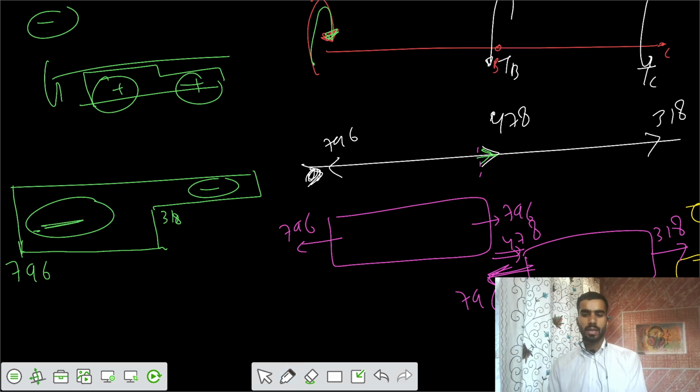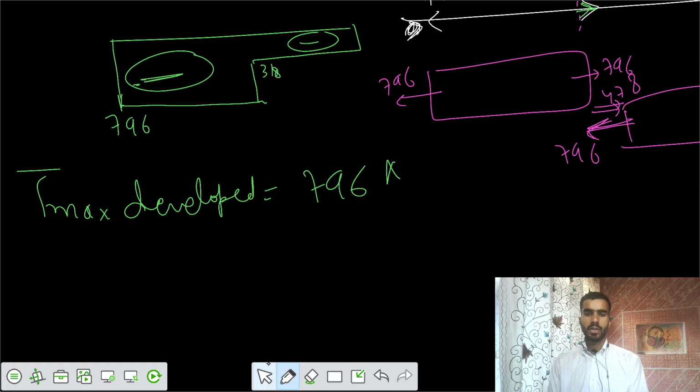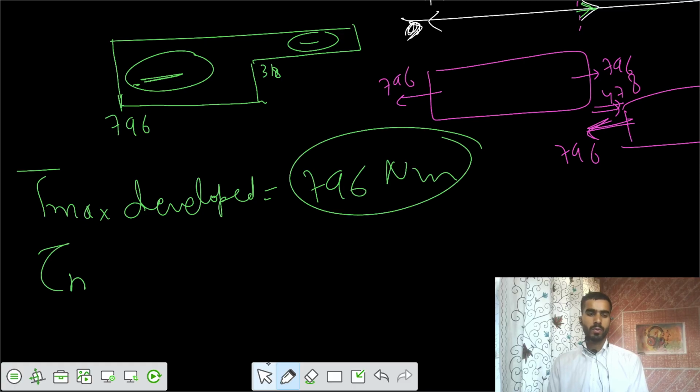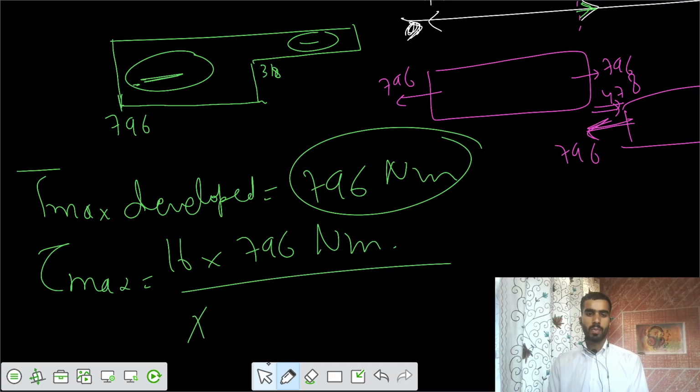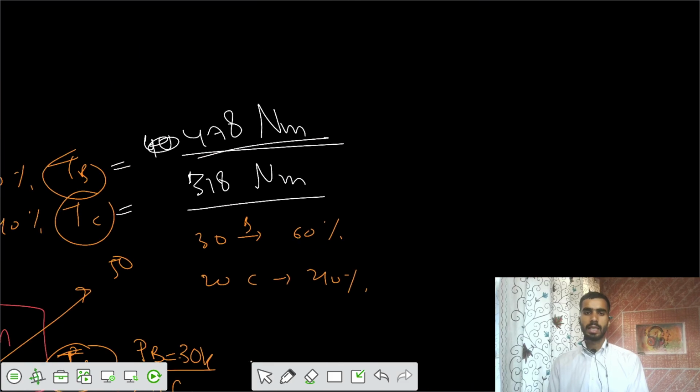So finally we can say the T max developed would be equal to 796 Newton meter. So the tau max would be equal to 16T by pi d cube. The value of d equals, what was the value of d?